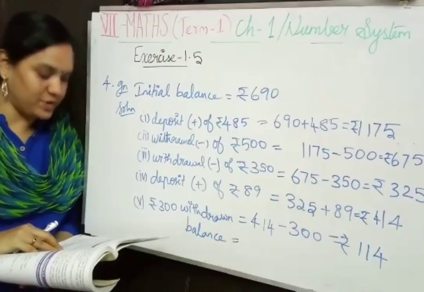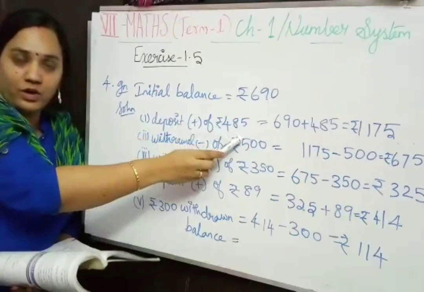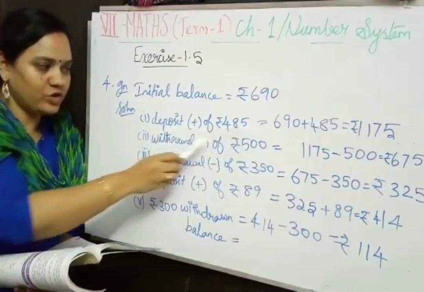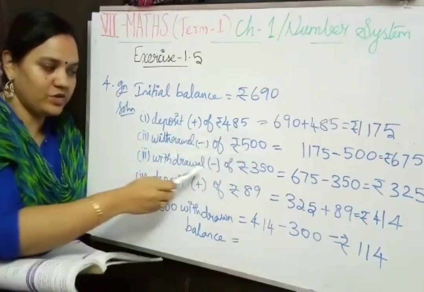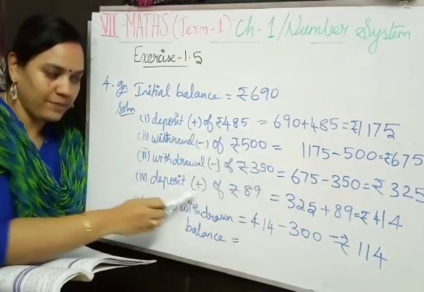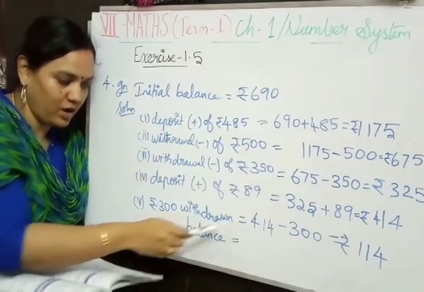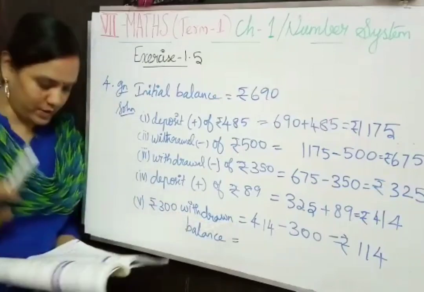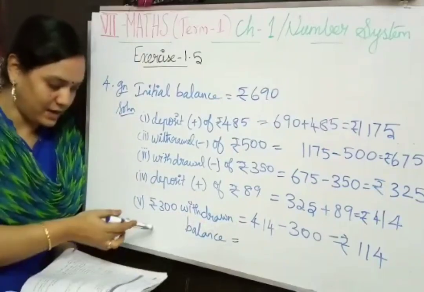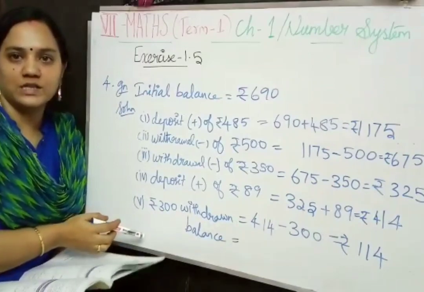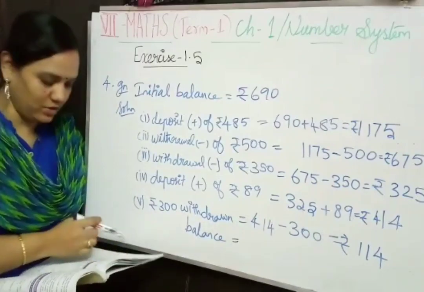They have given 5 options. First one is deposit of rupees 485, withdrawal of rupees 500, withdrawal of rupees 350, deposit of rupees 89, and 300 withdrawn, and find out the balance. That is our question. We have to find out the balance at the end. After the 5 steps, what is the balance? That is our question. Okay.